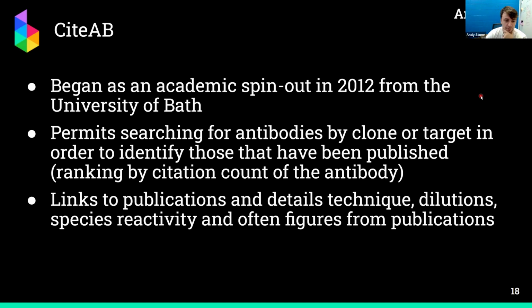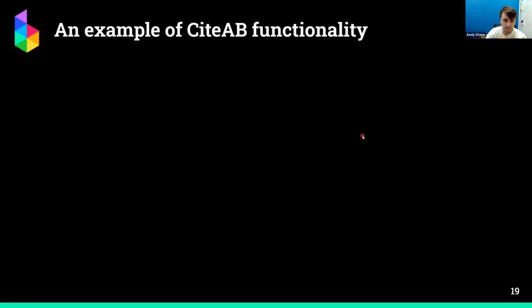So this permits, like Ascend, searching for antibodies by clone or target in order to identify those that have been published, and it ranks them by the number of citations. So you can essentially filter antibodies based purely on the number of times they've been published. And then it links to those publications and often details the techniques and dilutions. And importantly, for the context I was considering when I used this, was species reactivity. So when I click through here, it's just going to play a short video of this function for a target that I was interested in.